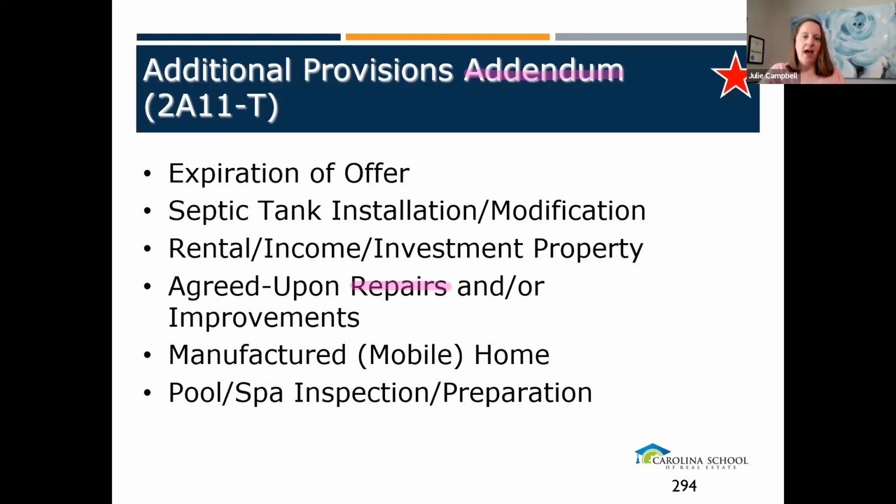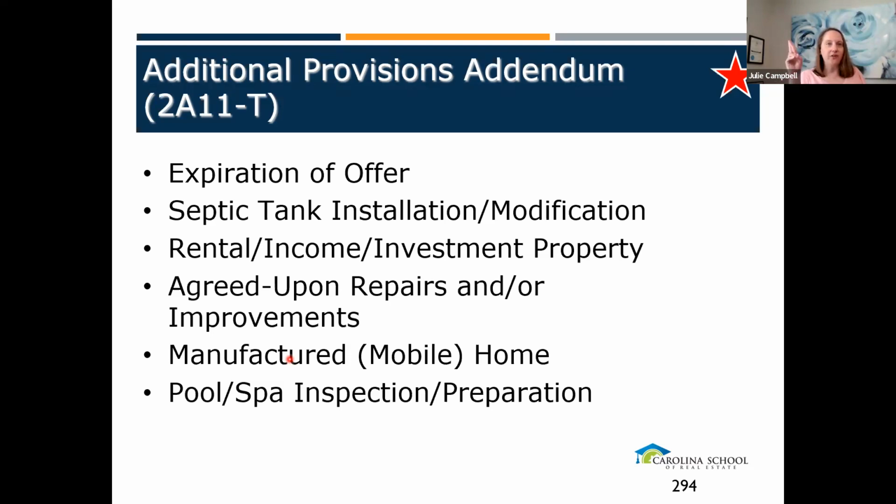If the property has a manufactured or a mobile home, then we're going to include the additional provisions addendum to address the specifics of the manufacturer of the mobile home. If there's a pool or a spa on the property and it's the middle of winter, so let's say an outdoor pool has probably been winterized, this is going to address having it unwinterized so it can be inspected.